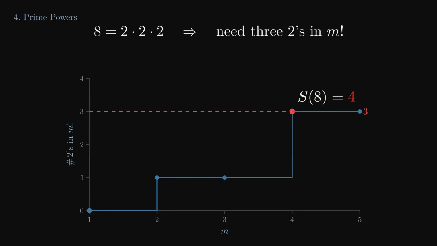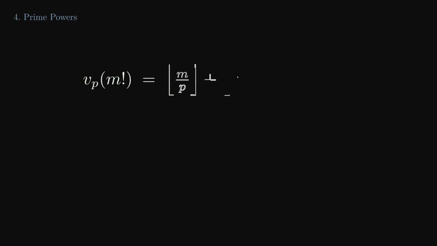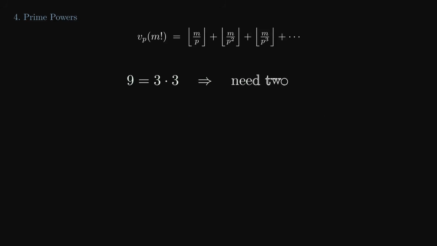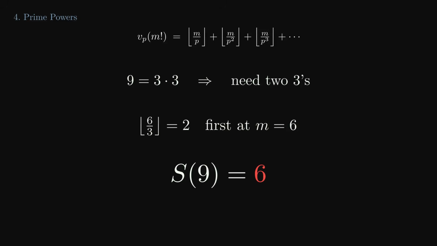So 8 gives 4. There is a tidy formula for this count, due to Legendre. The number of times a prime divides a factorial is found by adding up how many multiples of the prime, then the prime squared, then its cube, appear below the cutoff. It is just an organized way of counting the same factors. Run it for 9, which is 3 times 3, and needs 2 factors of 3. You do not reach 2 3's until 6 factorial, because 6 brings in a second multiple of 3, so 9 gives 6. Every prime power is handled by this one counting idea.